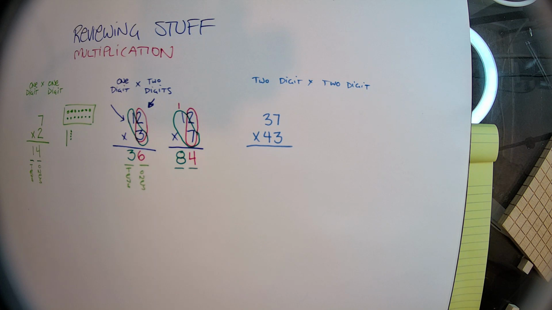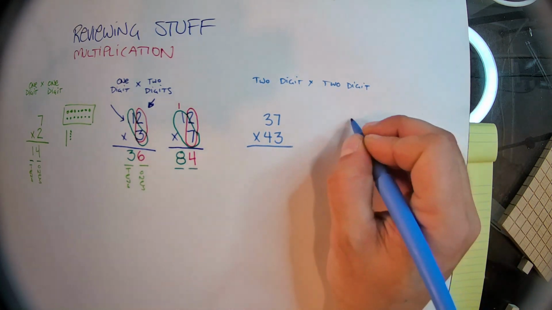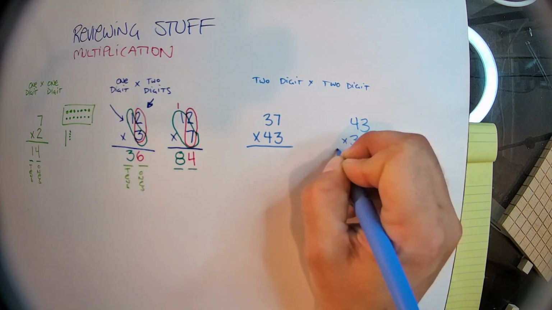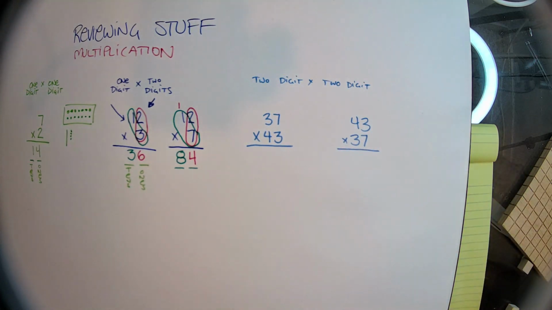On this one, you could set it up either way because they're both 2 digits. You'll get the same answer. Your work will look different though. So remember, with 2-digit by 2-digit, this is going to be one of the first problems where we're going to have a second line to add at the end. So we're going to talk about that as well.